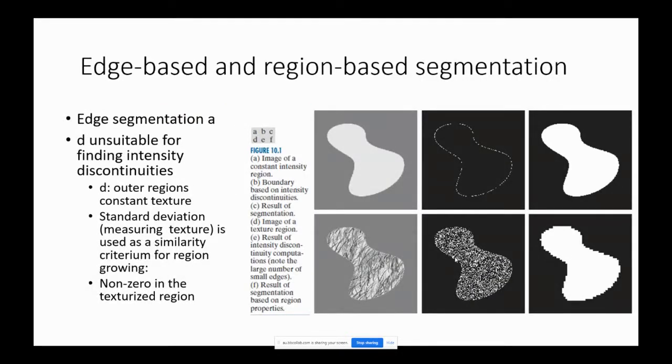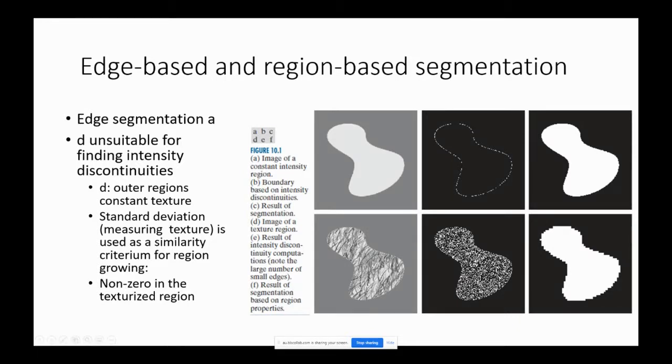So just for you to have an idea of when to apply one or another: you should know what edge-based segmentation and region-based segmentation are. So you just need to know so far that edge-based is related to abrupt discontinuities in the image, and region-based is related to some sort of similarity criteria.